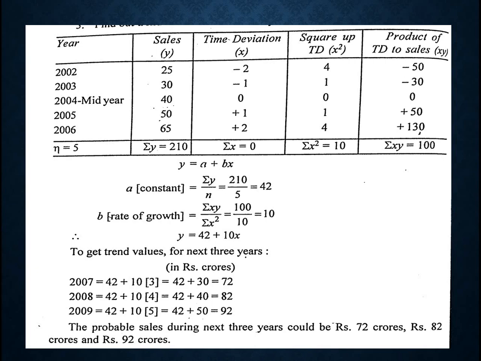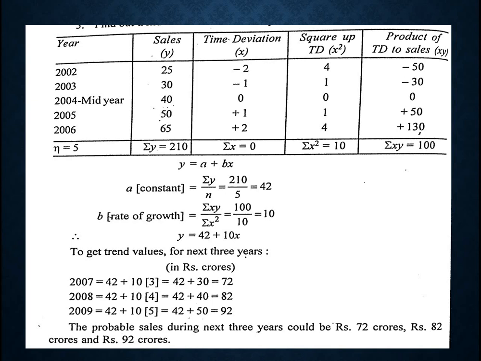Okay, so now we have to calculate the values of a and b. There is a formula to calculate the values of a and b. First we will calculate a. So a is equal to summation y divided by n. We already calculated the summation y. What is the summation y? Summation y is 210, correct? So 210 divided by n. What is the number of years? That is n. We already calculated. How much? 5, correct? So 210 divided by 5, that is equal to 42.